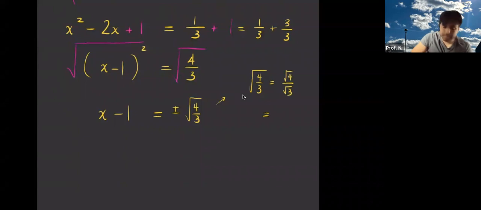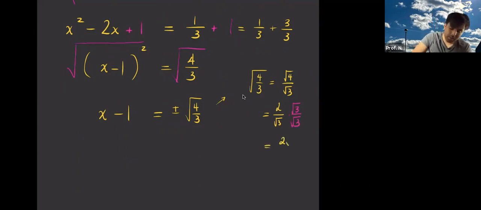What's the square root of 4? 2. What's the square root of 3? It's just square root of 3. But normally we don't like radicals in the denominator, so what must we do? We must rationalize it by multiplying by rad 3, the numerator and denominator.